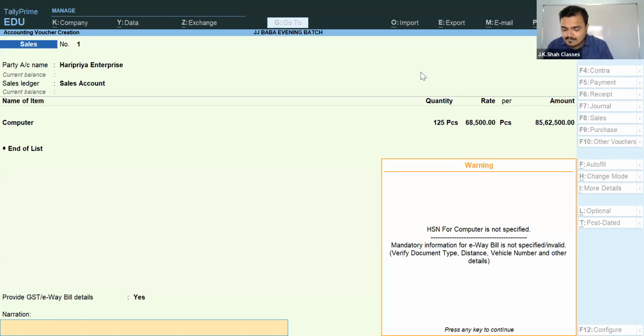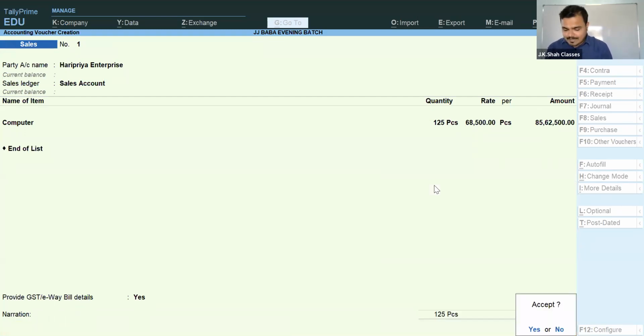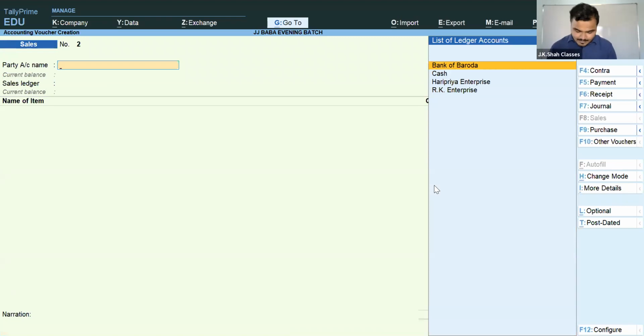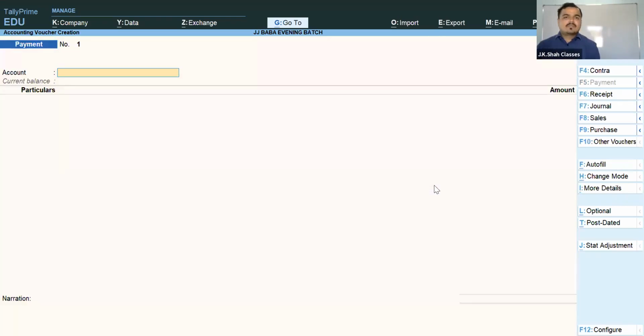Called as what, my dear children? Error reporting. Understood? See this. It is written, people, that mandatory information of e-way bill is not provided. Agree? Still, people, they are ready to take my request. Agree? Now refer. F5.